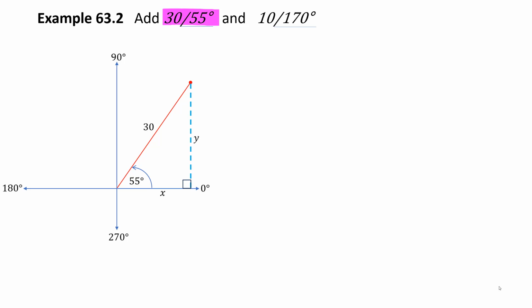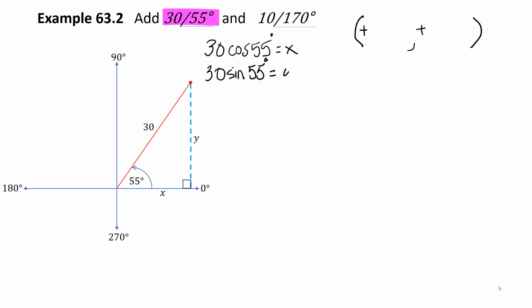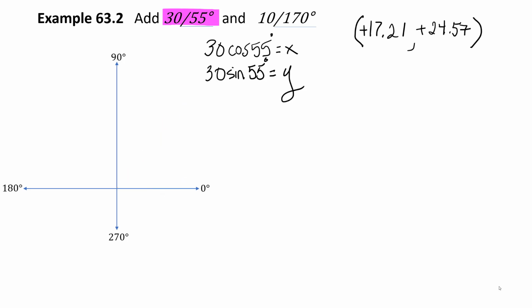We know we're in the first quadrant, so both our x and our y are going to be positive. So we're going to use 30 cosine 55 for x and 30 sine 55 for y. If we punch that into the calculator, we're going to get 17.21 for our x and 24.57 for y. All right, now we're going to graph the other one, 10 at 170 degrees. So we're going to go around 170. That's just barely less than 180.